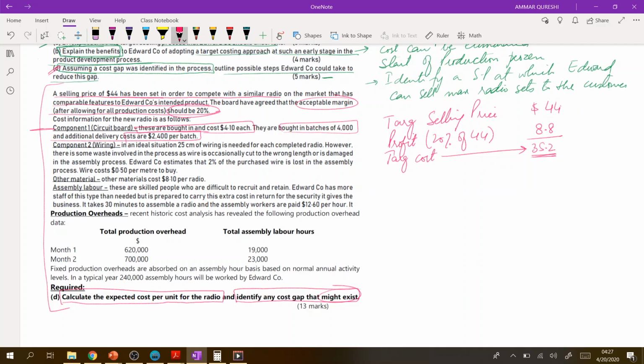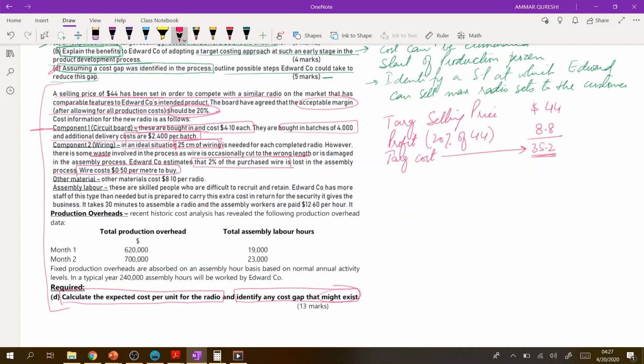Then it says component 2, wiring. In an ideal situation, 25 centimeters of wiring is needed for each completed radio. This is an important part. However, there is some waste involved in the process as wire is occasionally cut to the wrong length or is damaged in the assembling process. Edward Company estimates that 2% of the purchased wire is lost in the assembling process. Wire costs $0.5 per meter to buy.